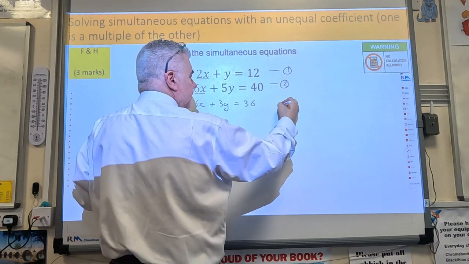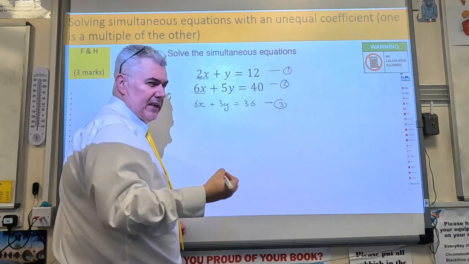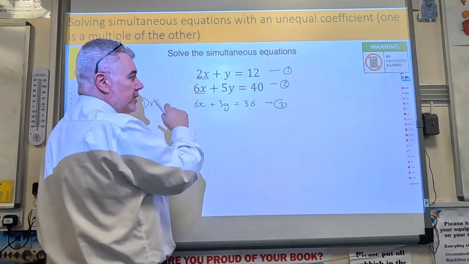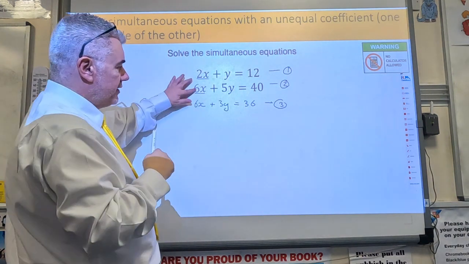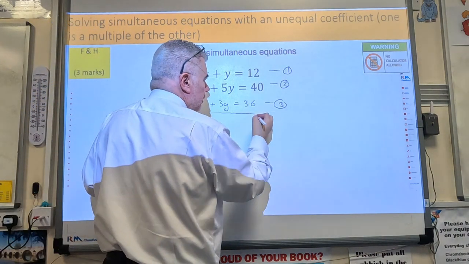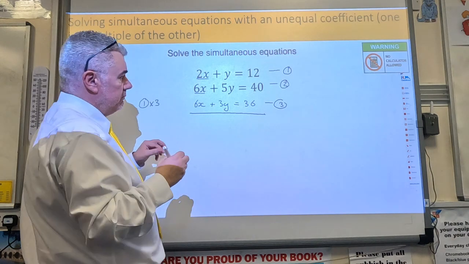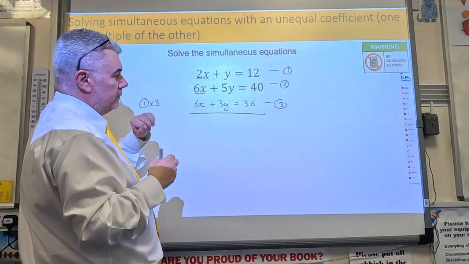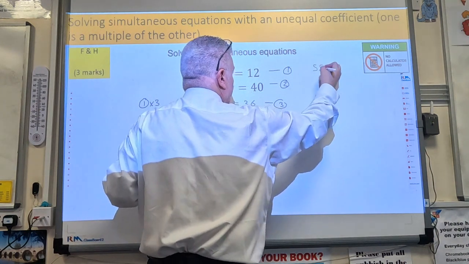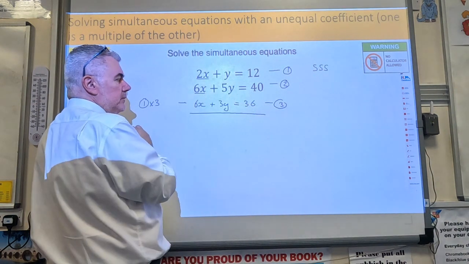And I got myself... It looks like a new equation, but it's not really. It's the same as that. These are the same equation. But I can work with these two now. And I'm going to go to what we did a couple of days ago, maybe yesterday. I've got the same sign. Same sign, subtract. I'm going to subtract.